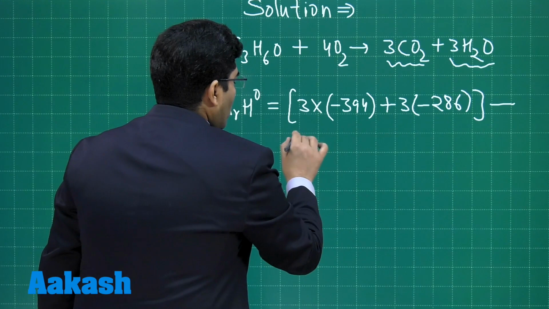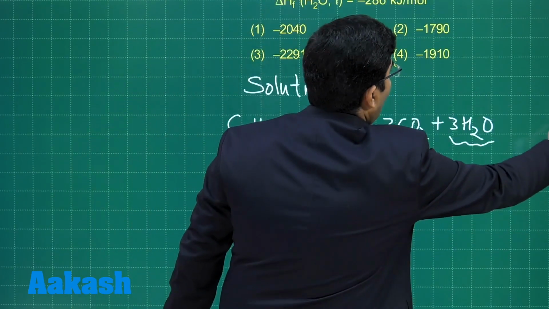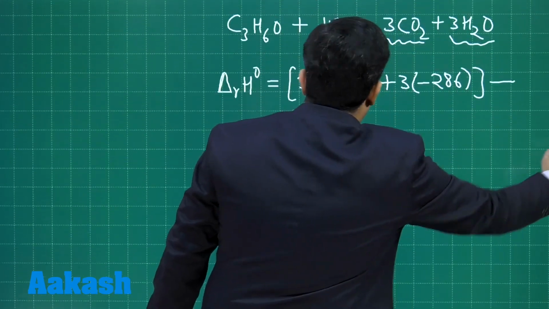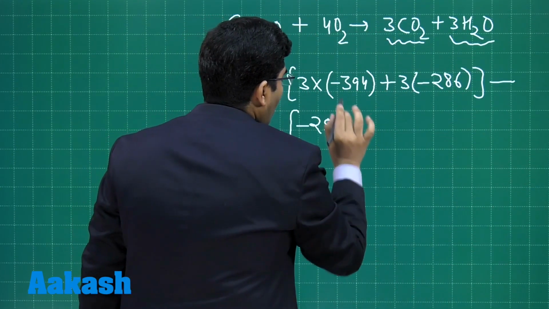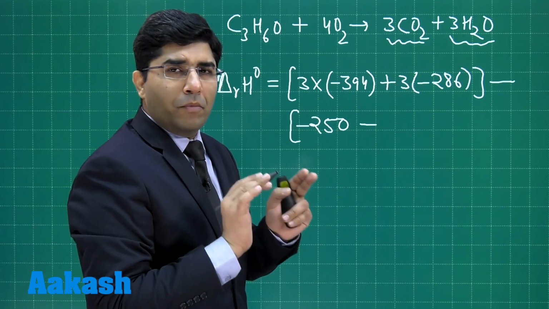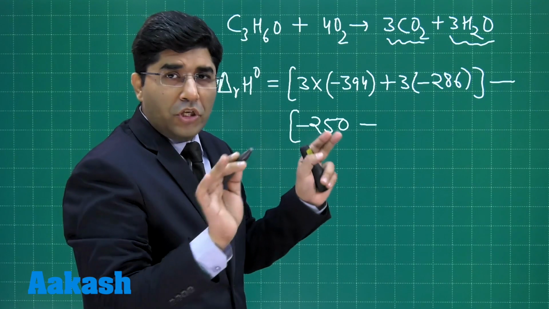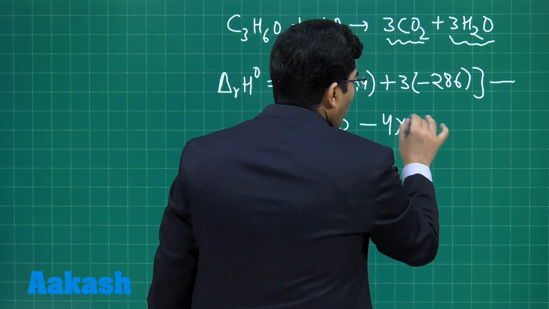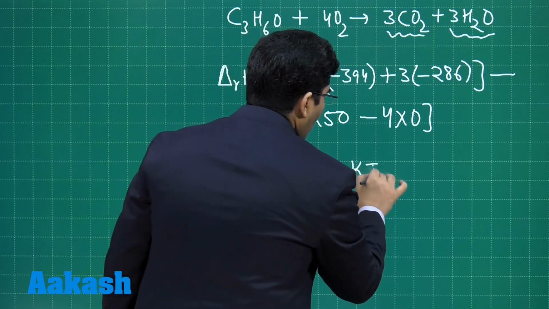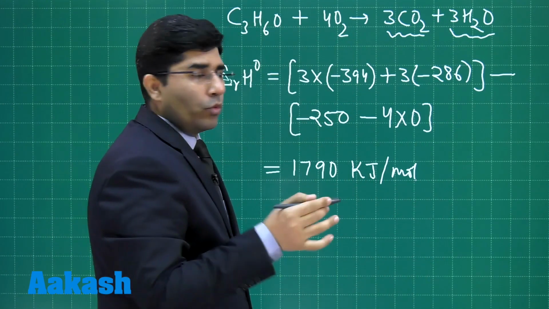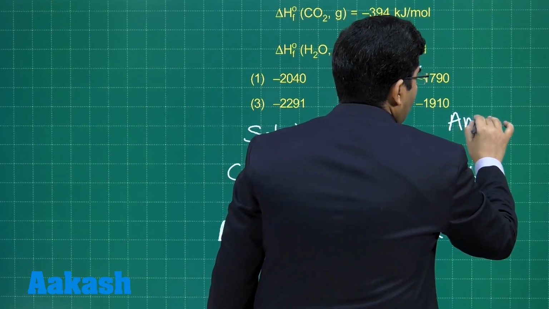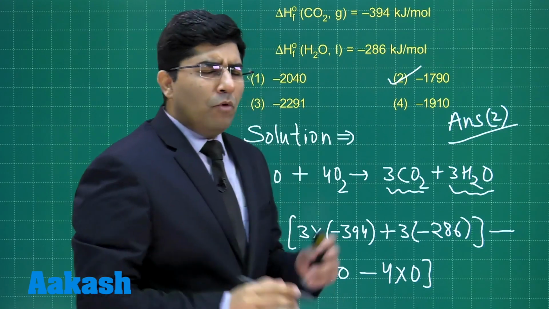of the reactants. So, one of the reactants is acetone, and the enthalpy of formation of acetone is given to us, that is minus 250 kilojoule per mole. So, we will write here minus 250 kilojoule per mole minus the enthalpy of formation of oxygen. Now, oxygen is an element, that is why the standard enthalpy of formation of oxygen will be 0, right. So, you can write it is 4 into 0, and at the end we will get the answer 1790 kilojoule per mole of acetone, right. So, let us check the options. Now, second will be the correct answer, right. Let us move on to the next question.